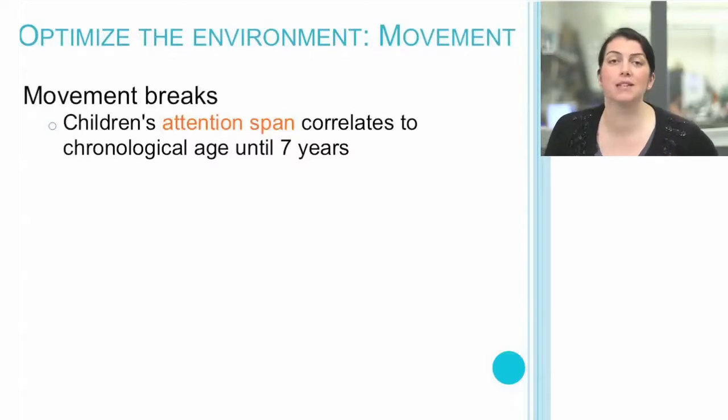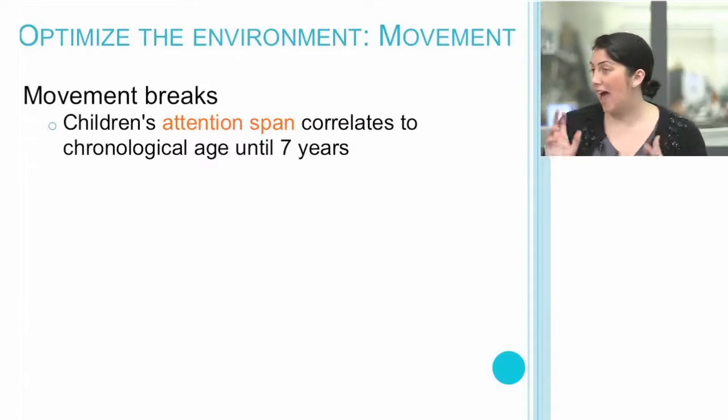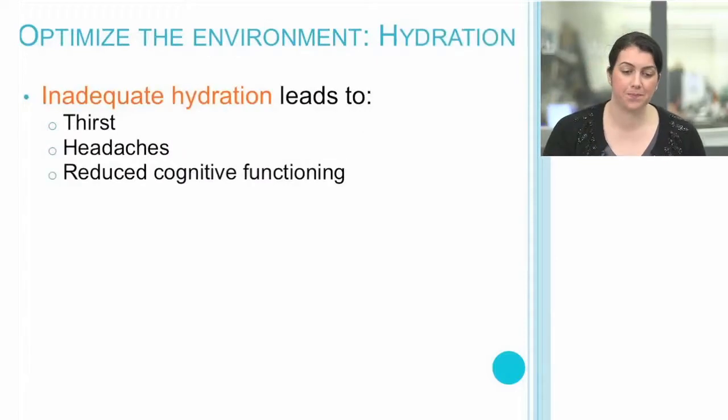It's also important to build in movement breaks. All students will benefit, but especially those students who have a reduced attention span. So remember that a child's attention span actually correlates to chronological age until about age 7. So if you're teaching kindergarten, first, second, please be thoughtful about how long your mini lesson is. We want to make sure that every 5, 6, 7 minutes, students can get up and do some sort of a transition or a break. Even a turn and talk will allow them to have a break and refocus.